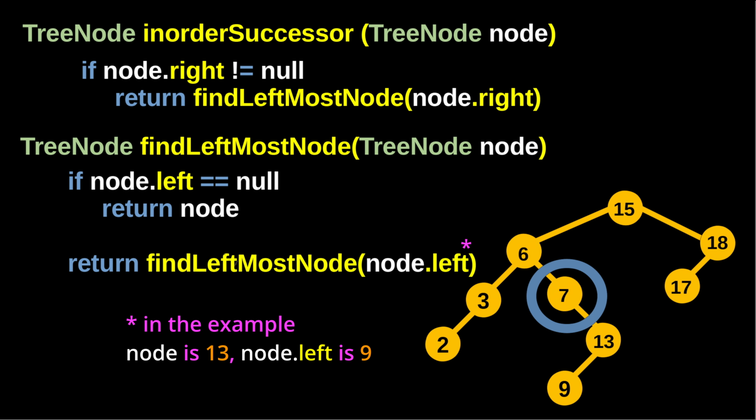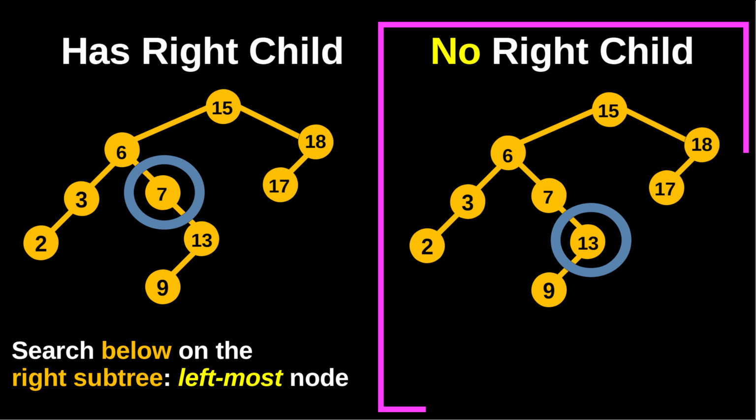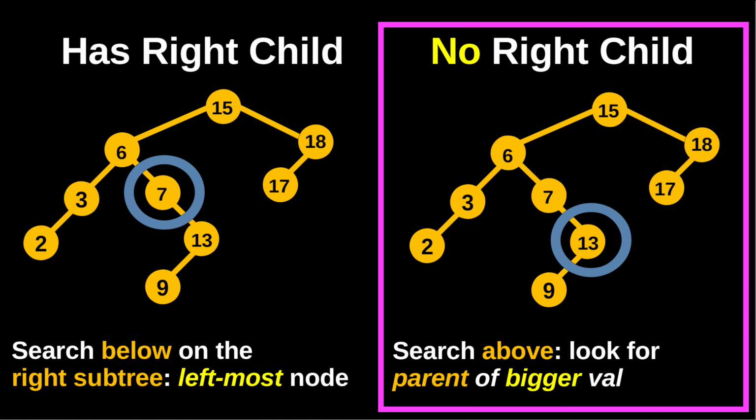Okay, let's talk about scenario number 2 on the right-hand side. If the node that we are given has no right child, then we have to search above. We have to look for the parents. So which parents are we looking for? We're looking for the parent with a bigger value. For example, here we're given node 13. We have to look for the node that has a larger value than 13, which in this case is 15.